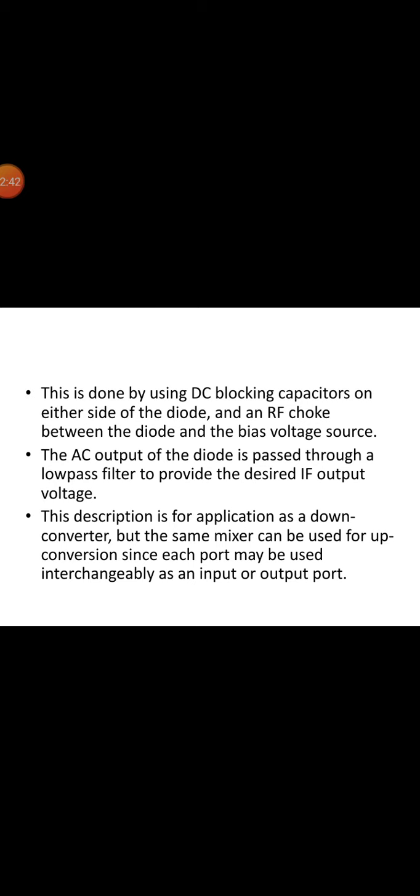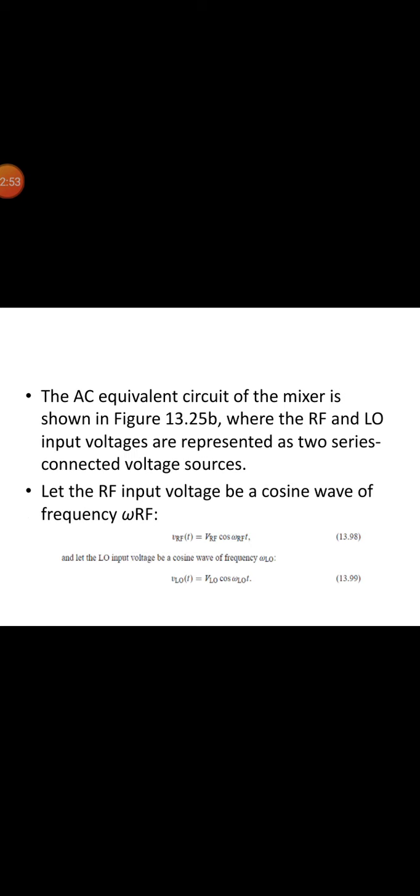So this description is for application as a down converter, but the same mixer can be used for up conversion since each port may be used interchangeably as an input or output port. The AC equivalent of the circuit of the mixer is shown on this figure, where the RF and LO input voltages are represented by two series connected voltage sources.